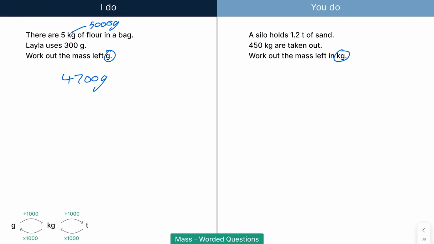So that is in tons. So this bit's fine. That's in kg. This bit, that needs to be converted to kg. So we have 1,200 kg, 450 is taken out. So we are left with 750 kg.